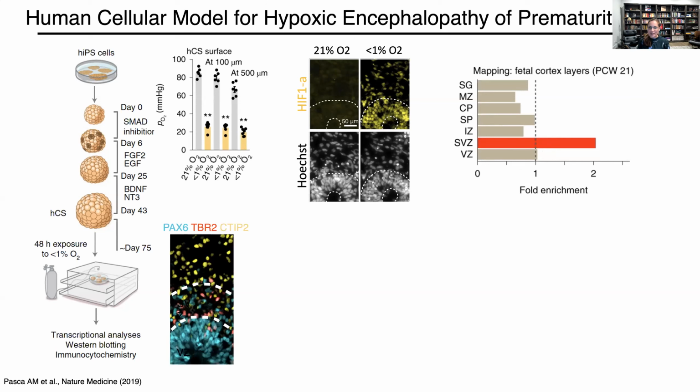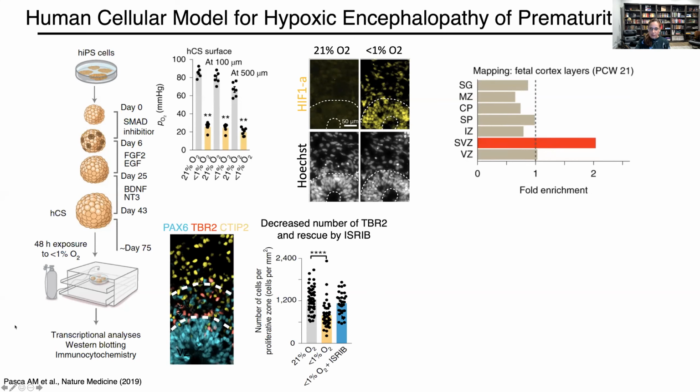So when we looked at these cells at the cellular level, not just the transcriptional level, we found that indeed, when we expose organoids to hypoxia, we see a decreased number of these cells in organoids, and this can be rescued with a compound called ISRIB, which inhibits the unfolded protein response pathway, a stress pathway that can kill cells under stressful and prolonged stressful conditions.